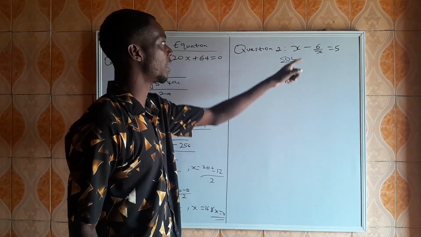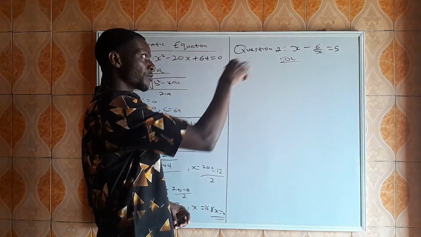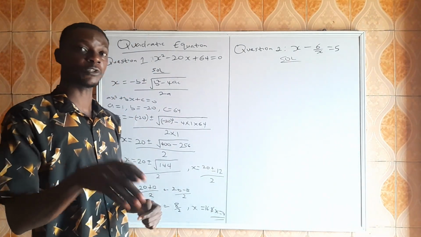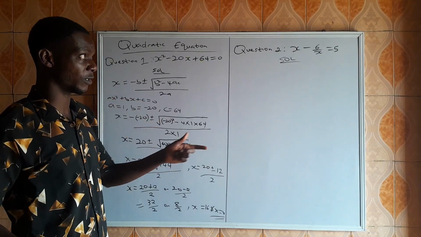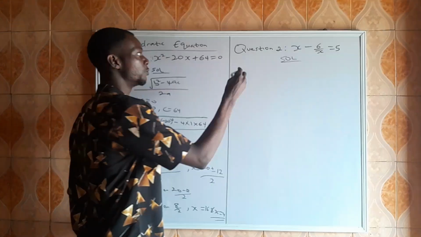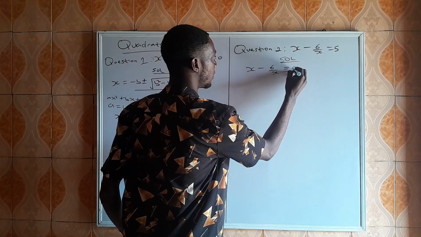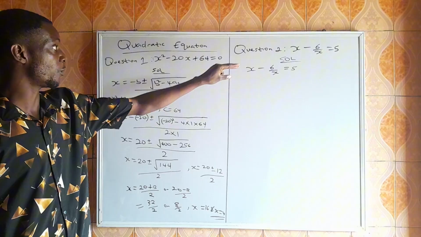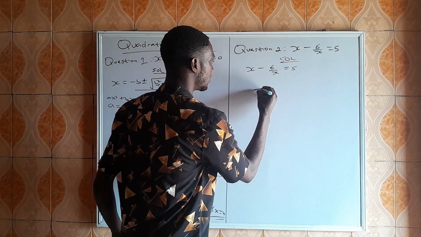So for the second part, we are given s minus 6 divided by s equals 5. I want to solve this expression using the formula method. Now note, the general expression for a quadratic equation must be in terms of s squared, your s, and the constant value. But this expression here doesn't look like this. So the first thing you need to do is make this expression look like this before we can solve using the formula method. Now from here, we can find the LCM.